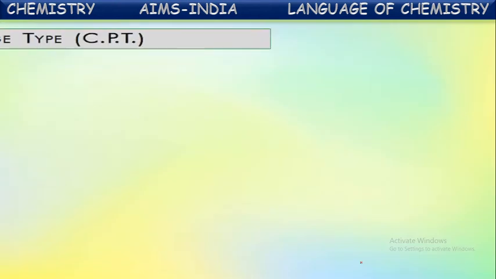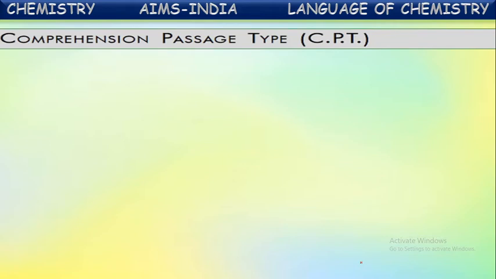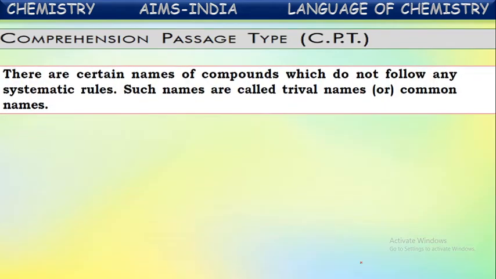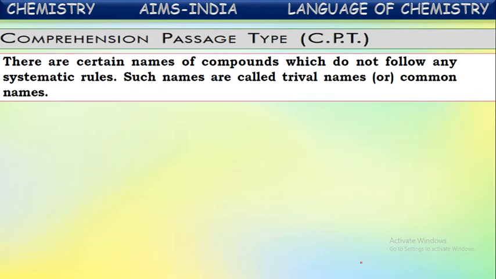Okay, next one. Next type is comprehension type questions. Here they have given a passage. Let us see first the passage given. There are certain names of compounds which do not follow any systematic rules. Such names are called trivial names or common names. Okay, based upon this, let us see the questions given.